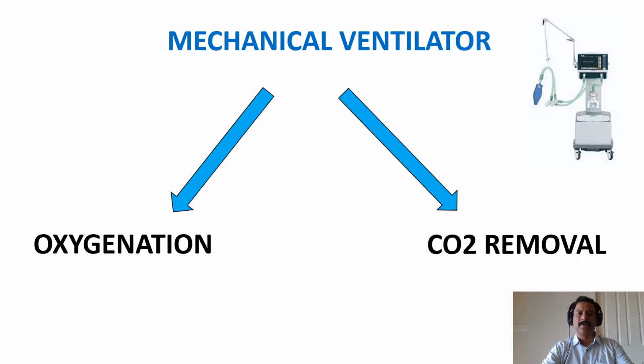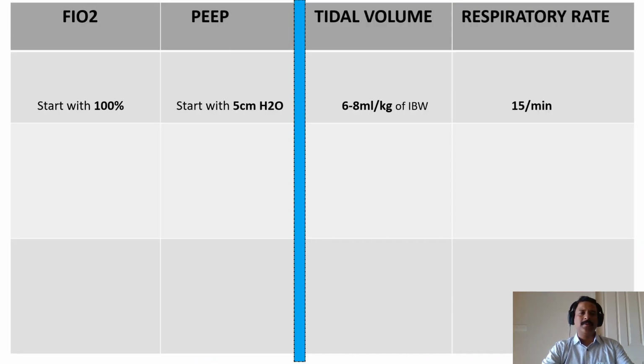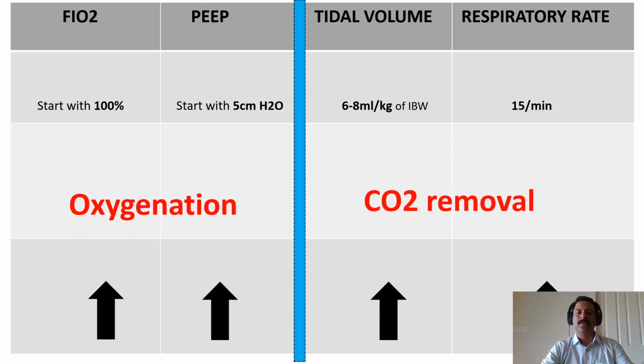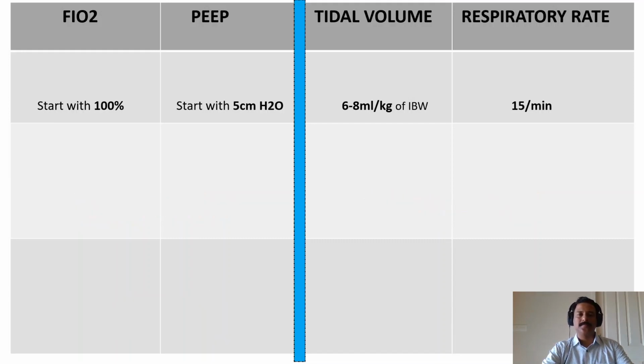So what does each parameter do? FiO2 and PEEP are two parameters which help in oxygenation. So if you want to increase the oxygenation, you can increase the FiO2 and you can increase the PEEP, depending upon the compliance of the lung. What about the tidal volume and respiratory rate? This is basically for the carbon dioxide removal. You can increase the carbon dioxide removal by increasing the tidal volume or the respiratory rate or both, depending upon the compliance of the lung.